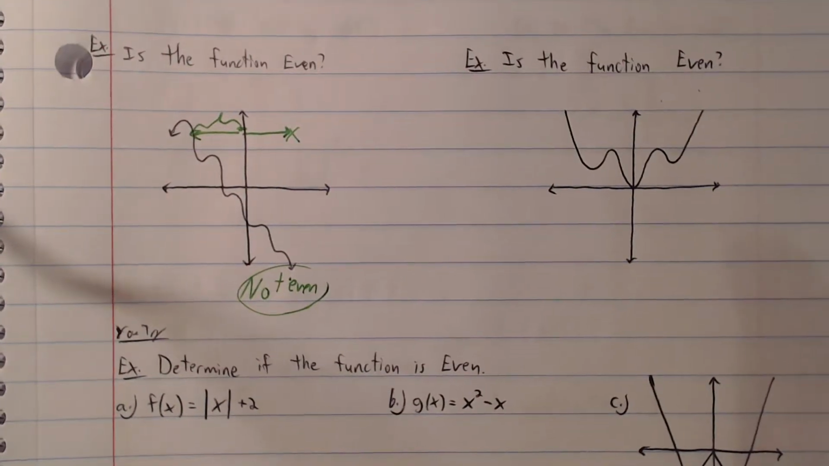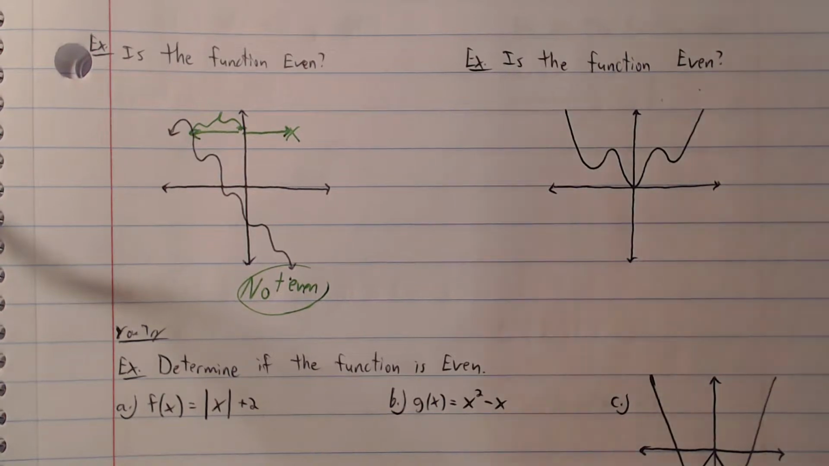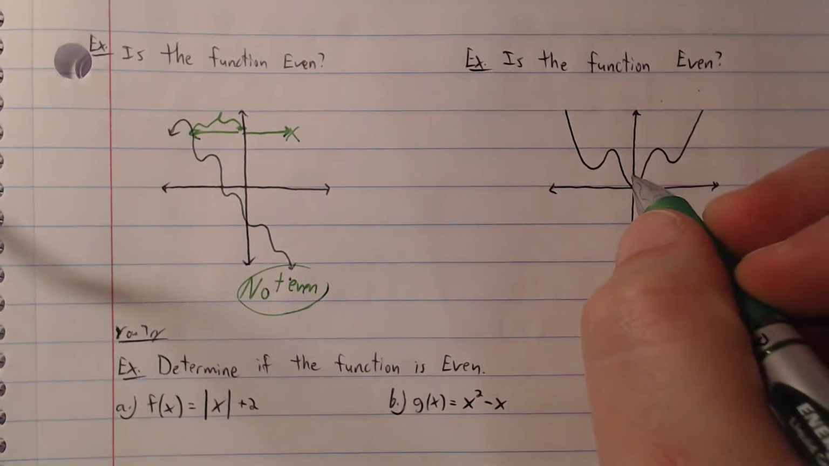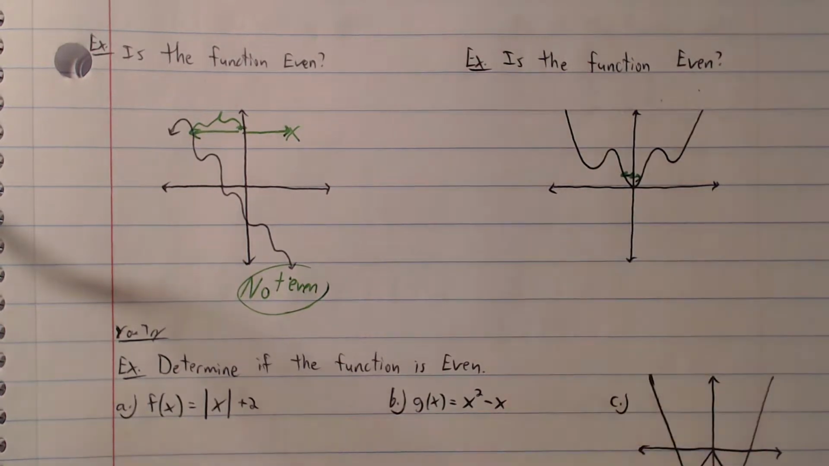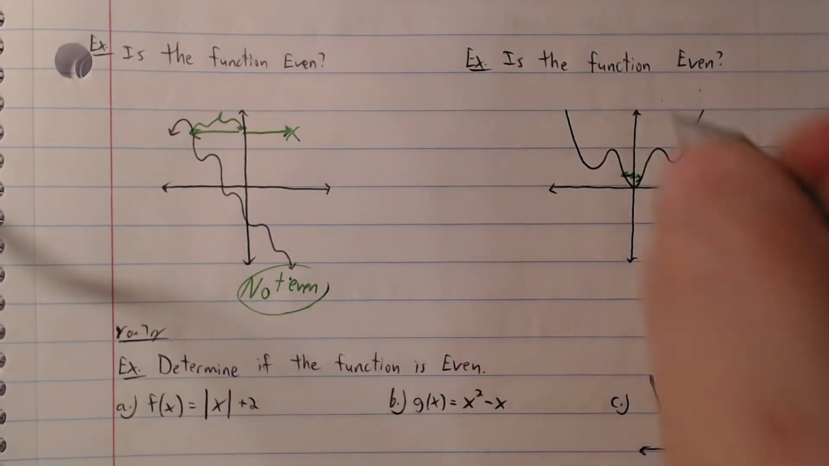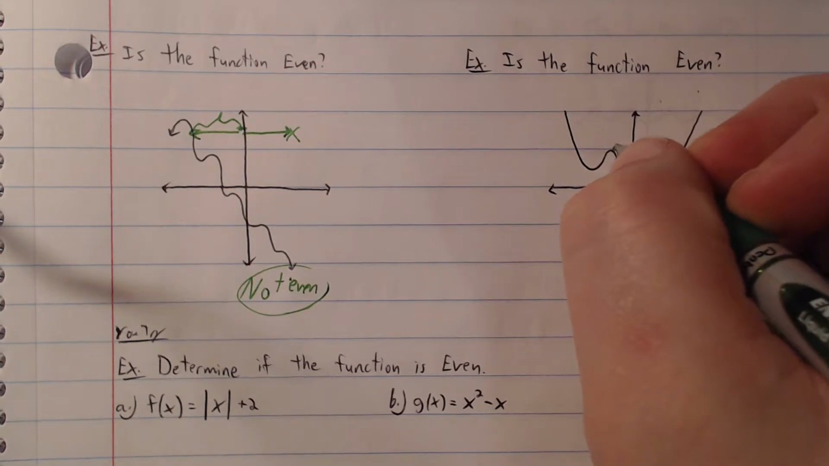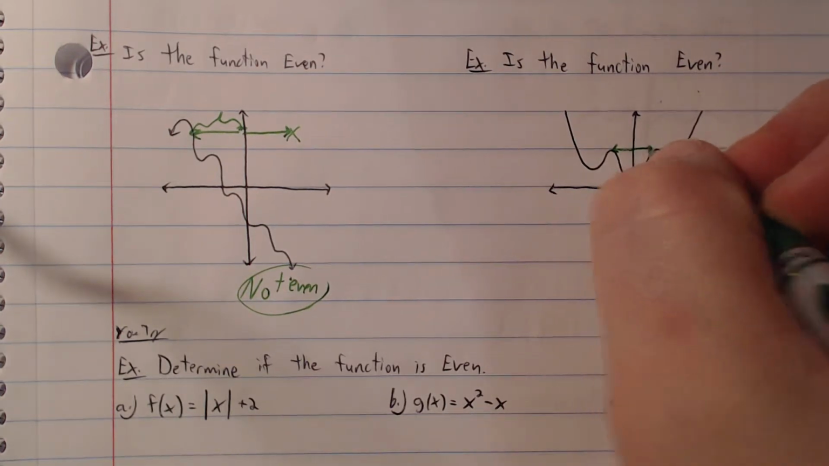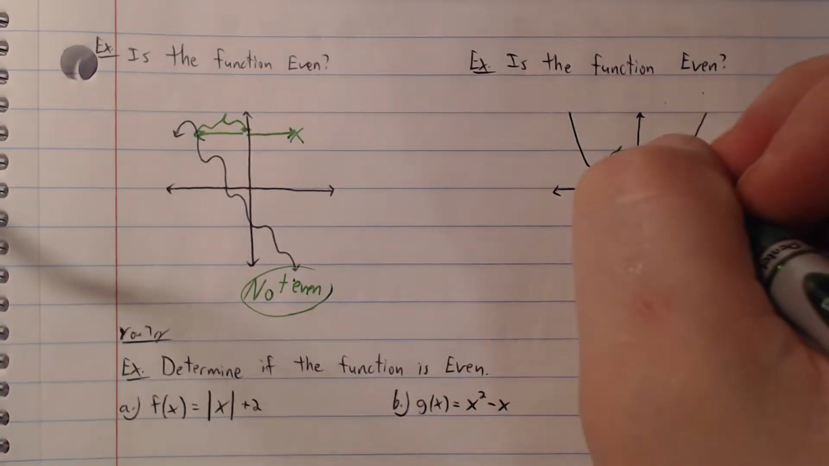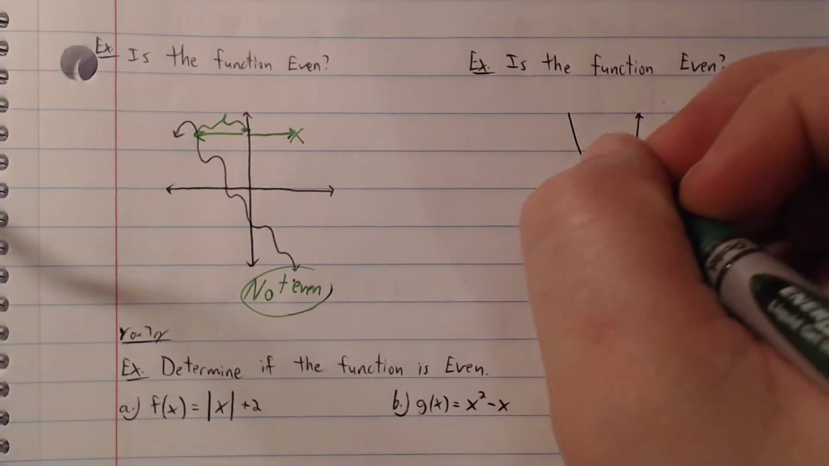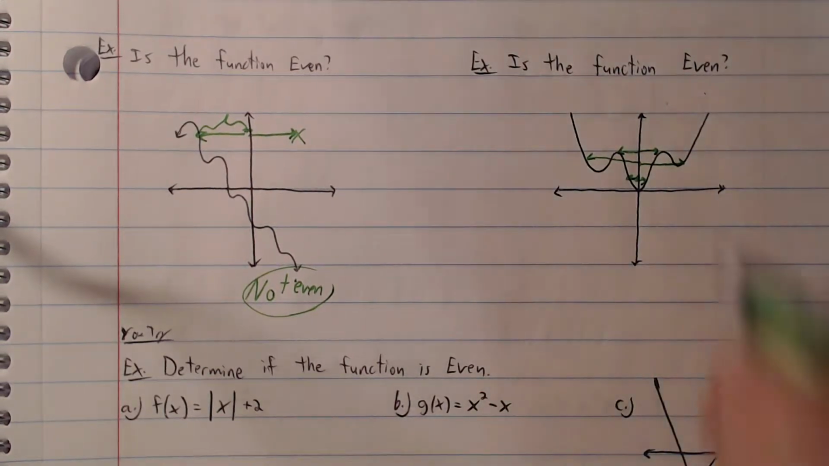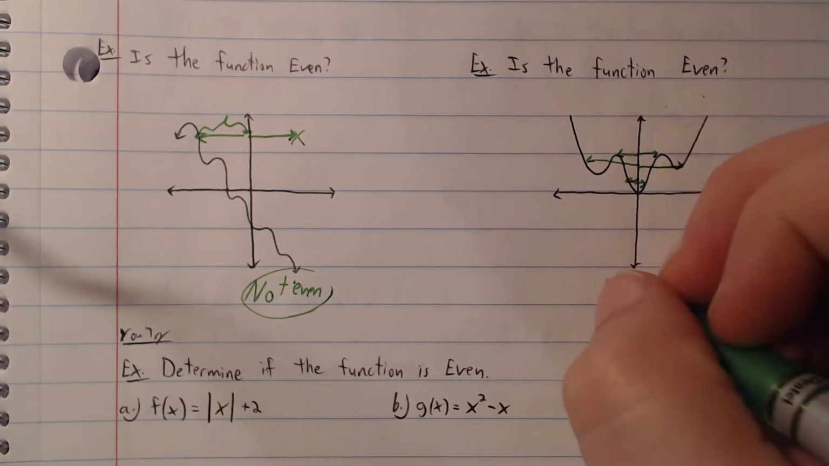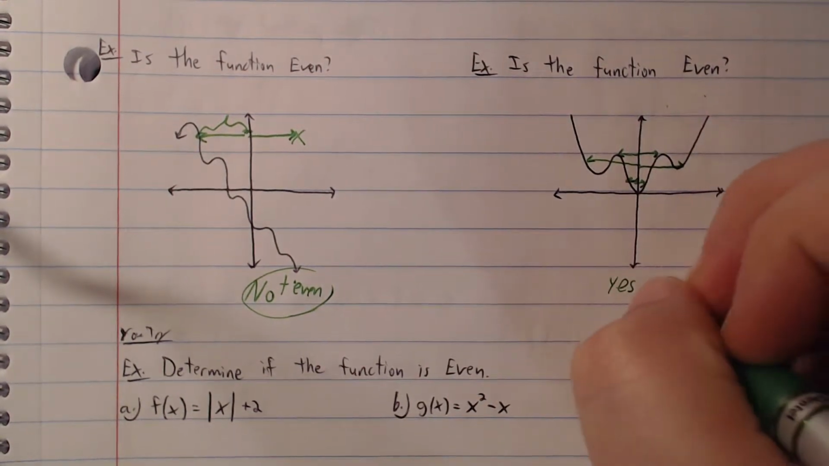On this particular example, here I can check some lower, and that little distance matches on the other side of the y-axis. If I check to here, it seems to be equal on both sides of the y. I can check all sorts of points. This distance matches this distance over here. So we can see that we would have yes, even.